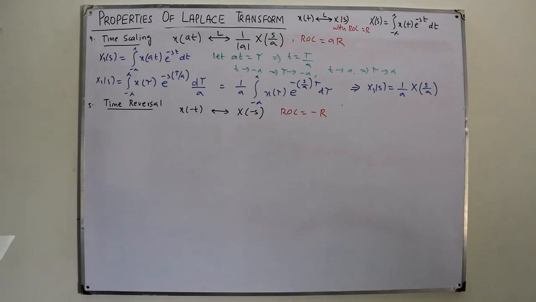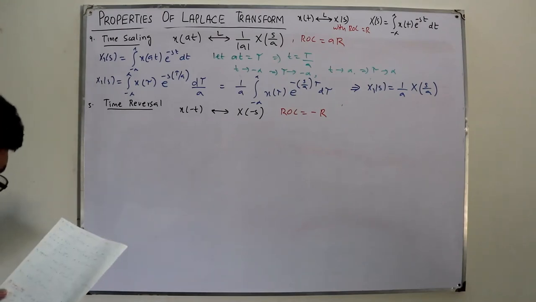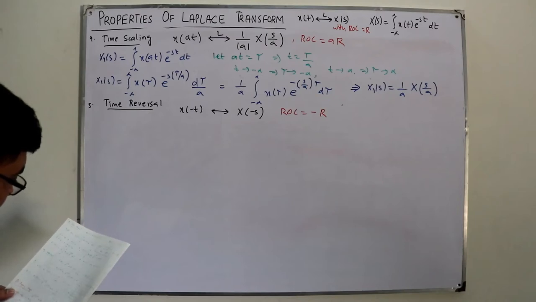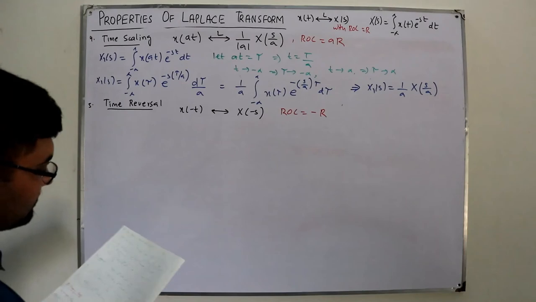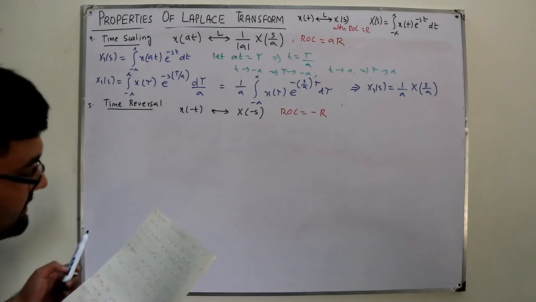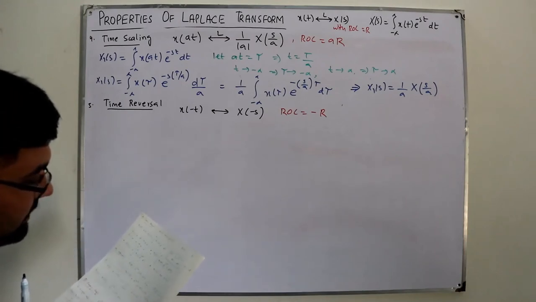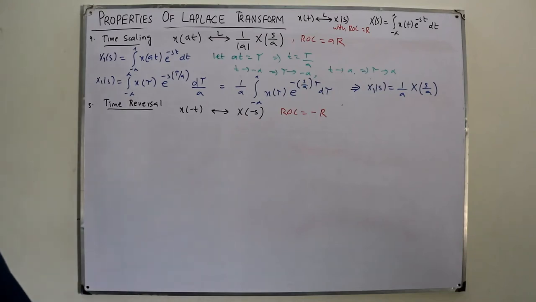So, what do we have? Do we need to prove it? I don't think so. You can do it yourself. Do I have an example to do? So ROC, negative R, means what? Negative R.